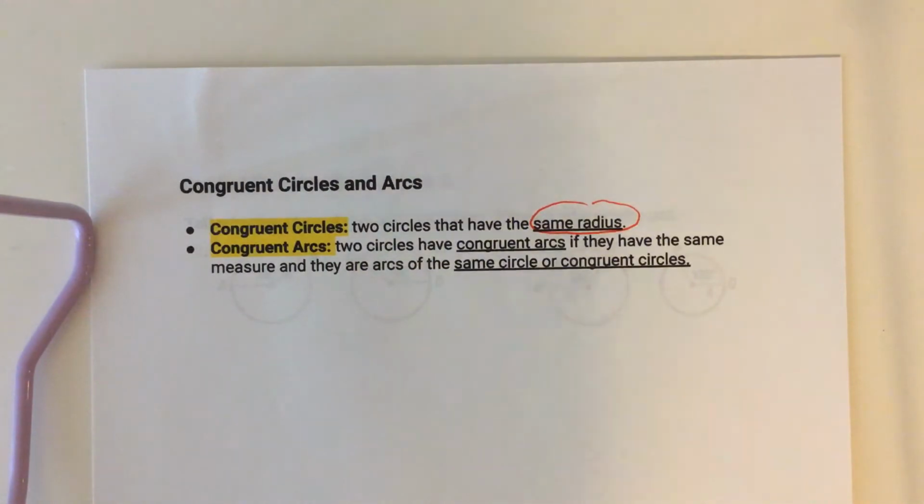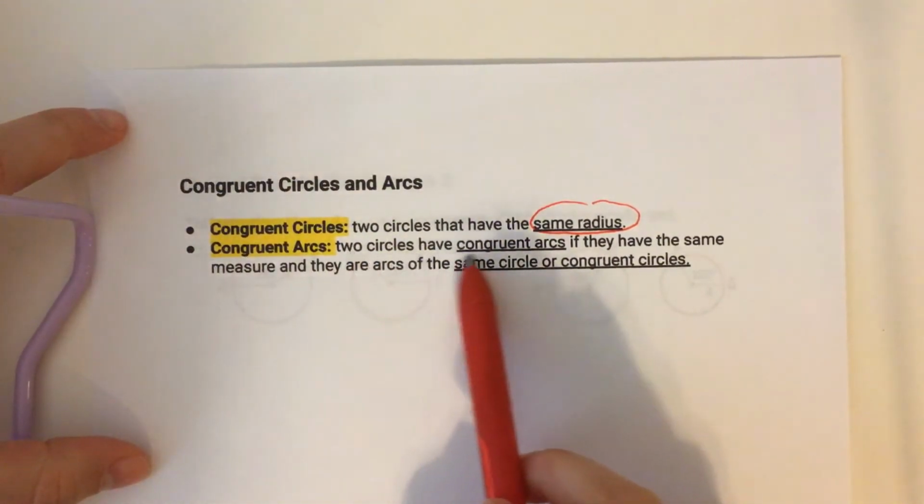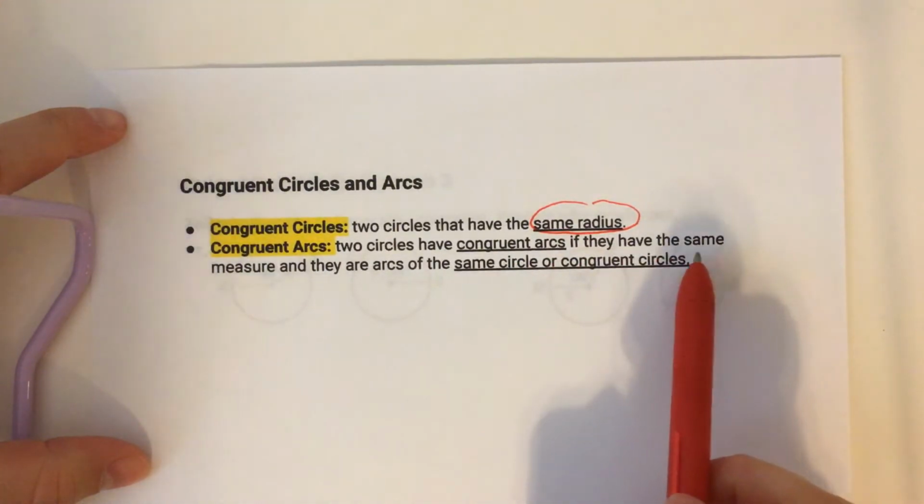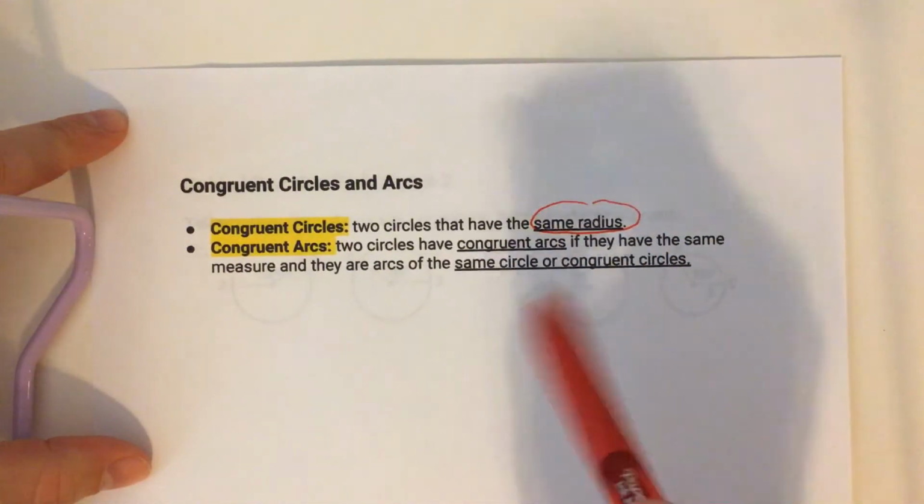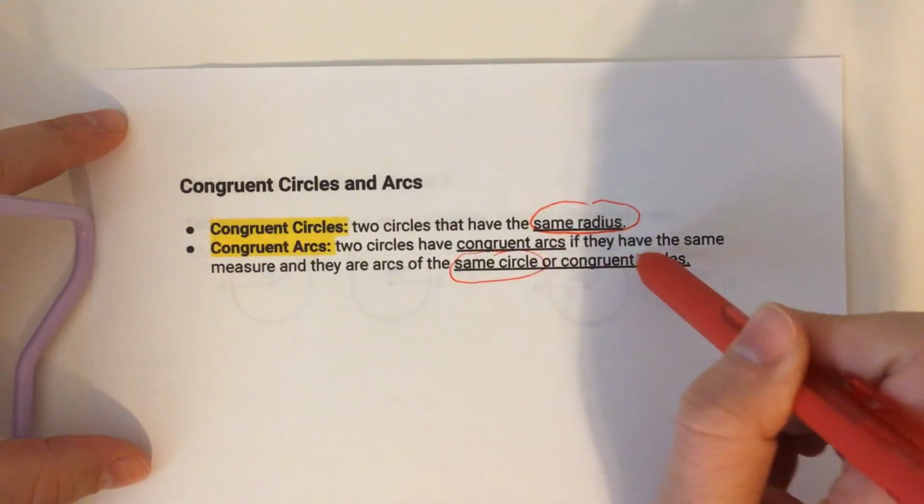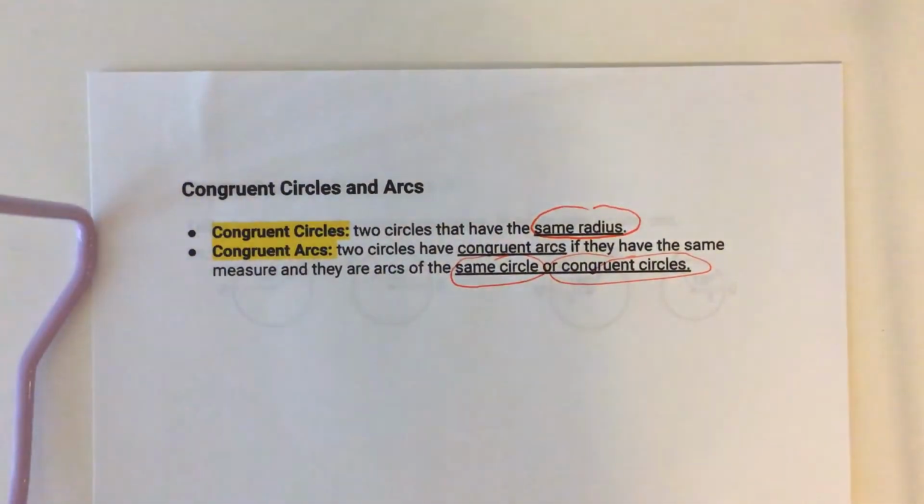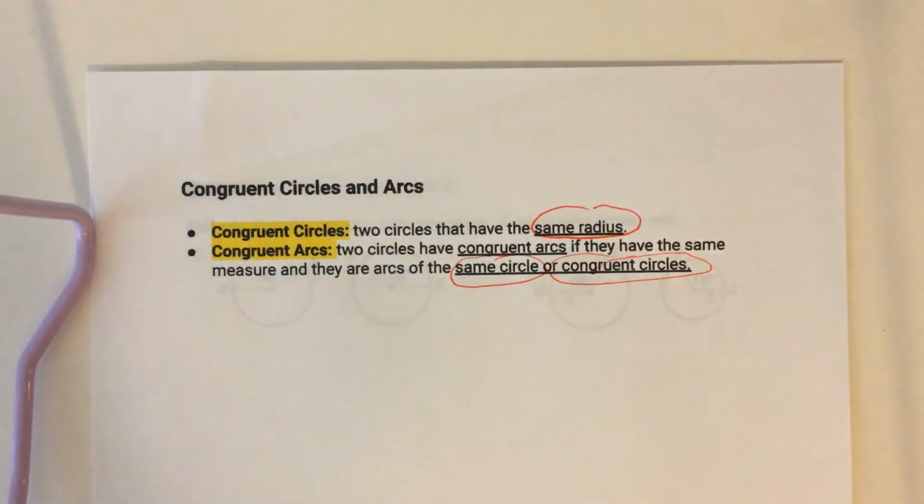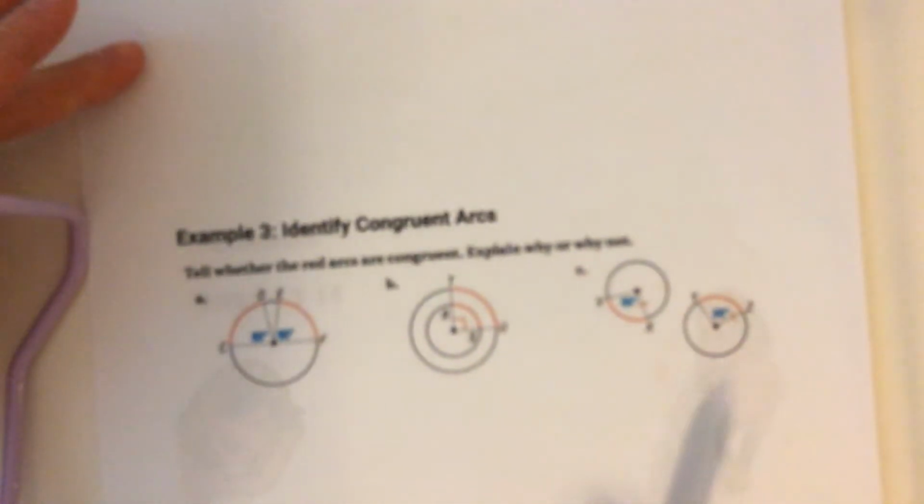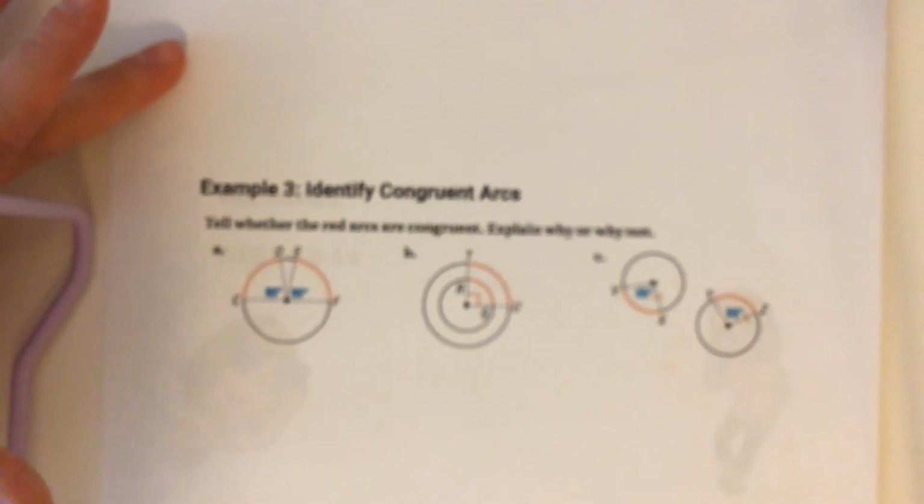A congruent arc has a few different things we have to look at. First, 2 arcs are congruent if they have the same measure and the arcs are part of the same circle or congruent circles. So basically, we need to make sure the circles are congruent first, then we can decide if the arcs are congruent, or if it's in the same circle, then we can go ahead and decide if the arcs are congruent as well. So if we take a peek at an example for that, example 3 here, we're just identifying congruent arcs.